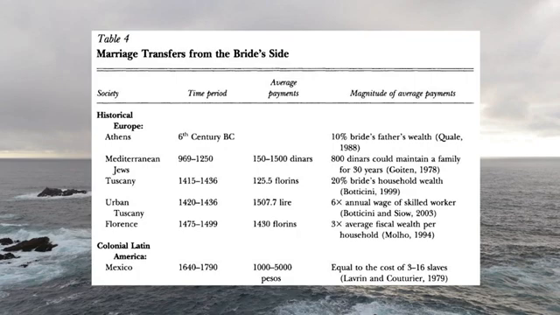Going down to Mediterranean Jews, 969 to 1250, you get about 150 through 1,500 dinars. So that's a little bit of a range, but you can see right here in this column to the right, 800 dinars could maintain a family for 30 years. Wow. Could you imagine getting married as a guy and you get 30 years of income just right off rip? Then going down, we're going into urban Tuscany, Florence, where you see 1,430 florins, which is about 3 times the average fiscal wealth per household. So that's what like normal is for most of European Western history.